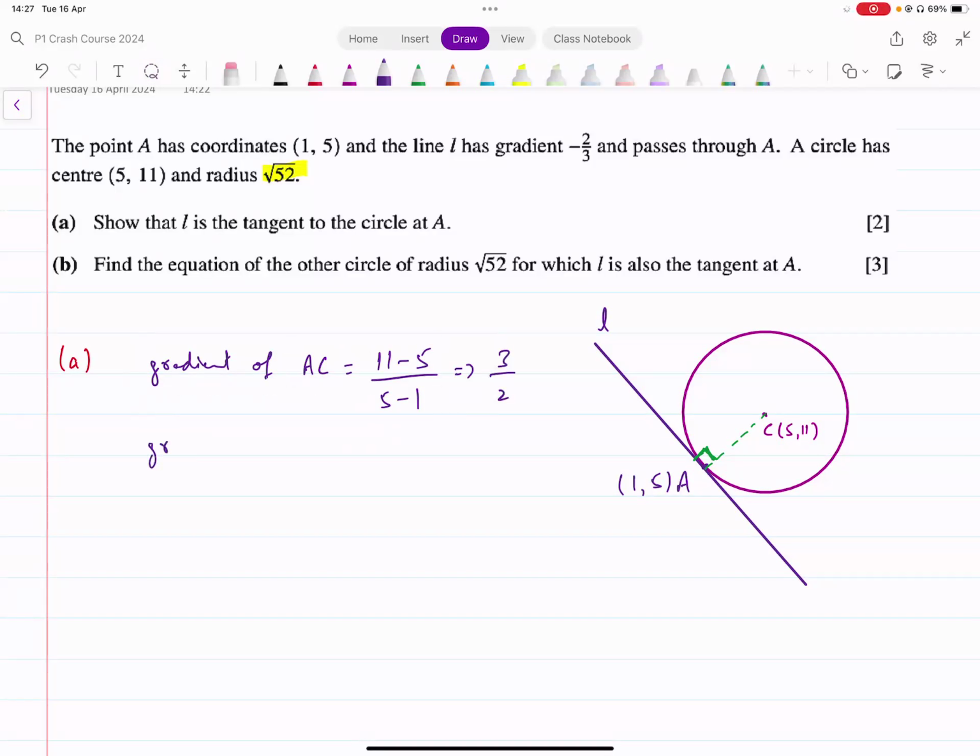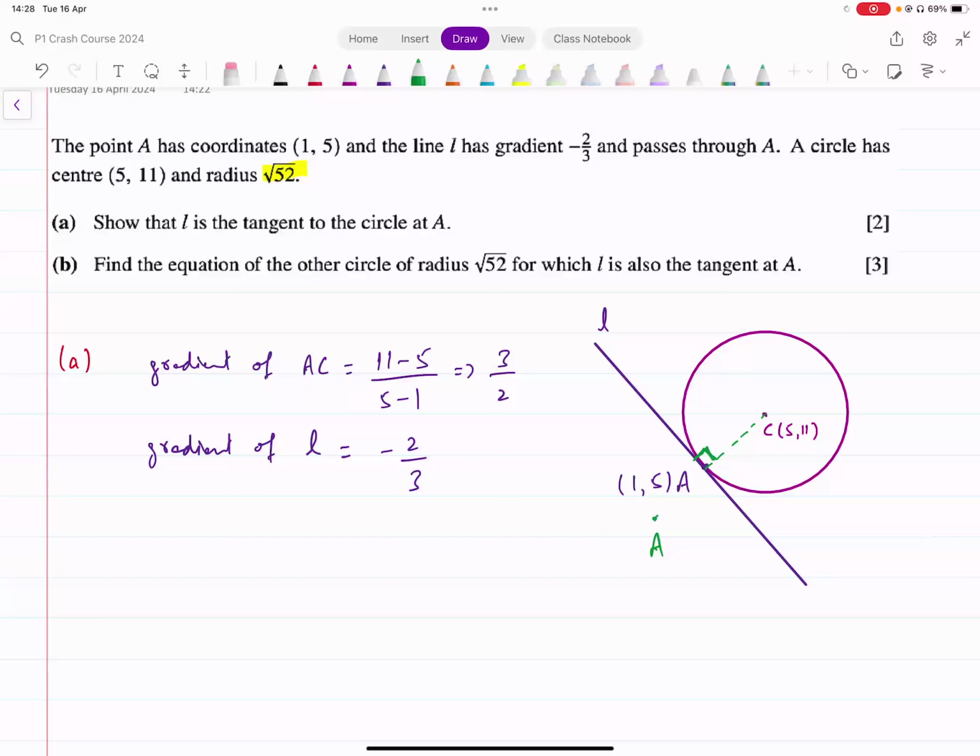What's the gradient of the line L? They've given us the gradient of the line L already, and that is minus 2 over 3. You can see these are negative reciprocals of each other. That means AC is perpendicular to the line L. So that is confirmed now. However, this is not enough to prove that line L is a tangent, because it could be possible that A was here and it did not lie on the circumference.